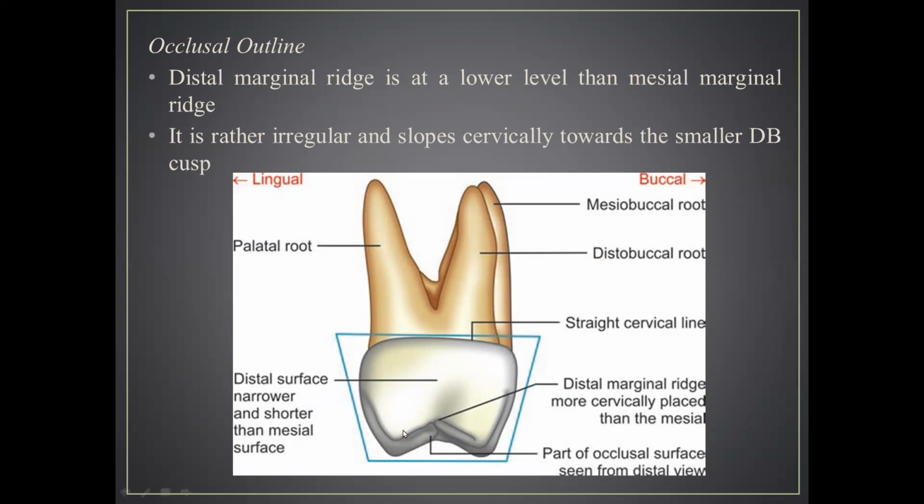So the occlusal outline, your distal marginal ridge is at a lower level when compared to the mesial marginal ridge. And also it is comparatively irregular, and it has a sloping towards the cervical due to the smaller distobuccal cusp.